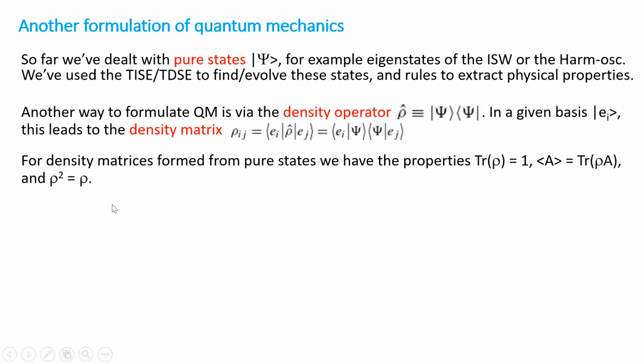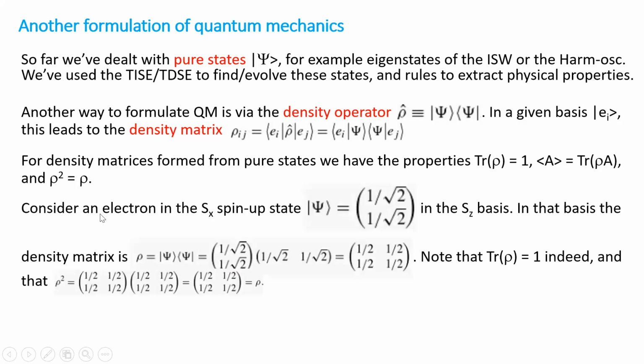Let's take an example to see some of these properties in action. Consider an electron in the S_x spin up state, written in the S_z basis. The S_x spin up state is 1 over square root of 2, 1 over square root of 2, the spin up and spin down components in the S_z basis. This is the spinor representing the spin up state in x. In that basis, the density matrix would be, according to this formula, ket psi bra psi.